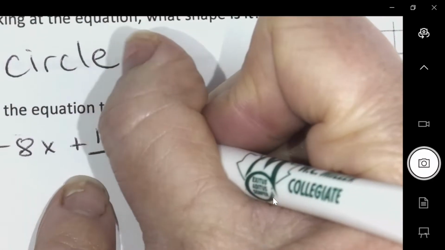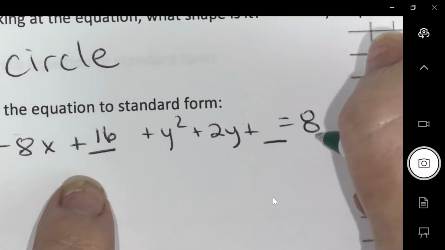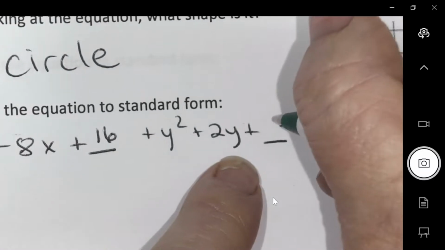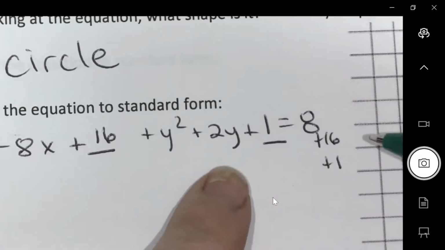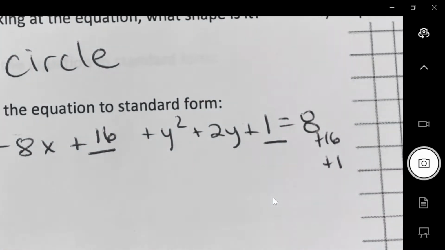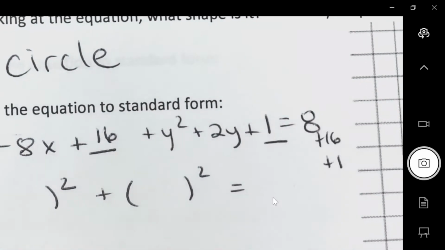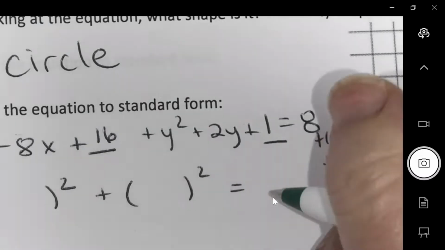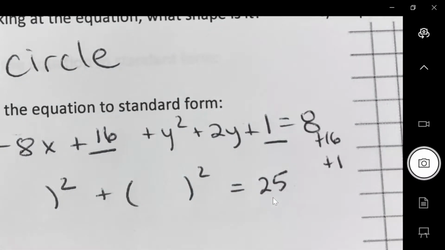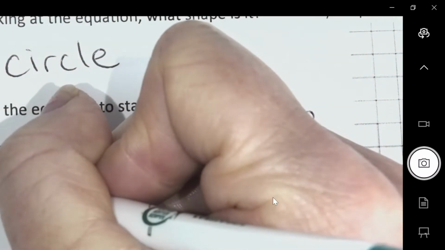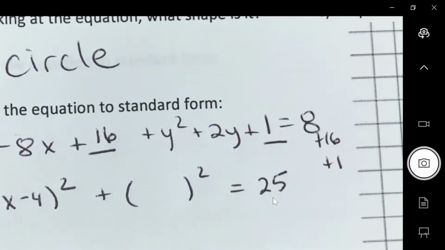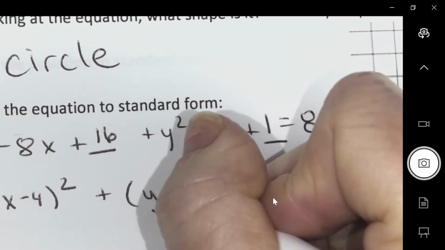So this one will have a 16, so I'm going to add 16. This one will have a 1, so I'll add 1. Something squared plus something squared equals 25. So this one, did you do x minus 4 in that one? And then this one should be a y plus 1.